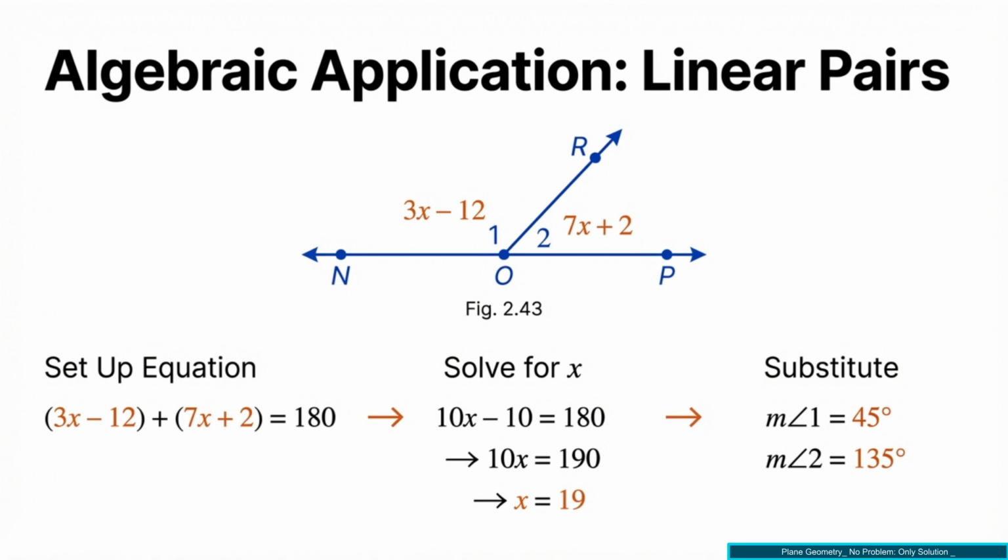Linear pairs can involve algebraic application. Since they are supplementary, you set the sum of the angles' expressions equal to 180, solve for x, and then substitute to find each angle's measure.